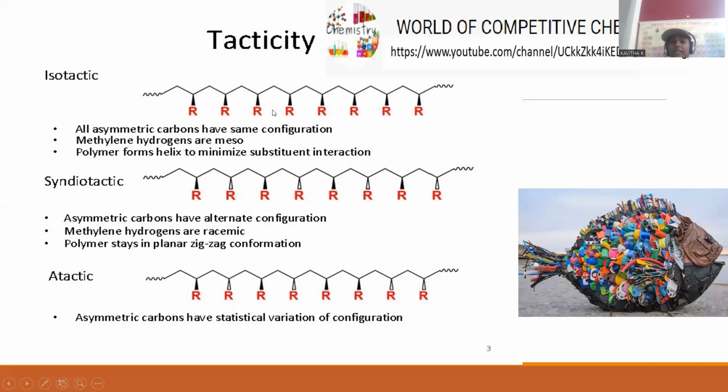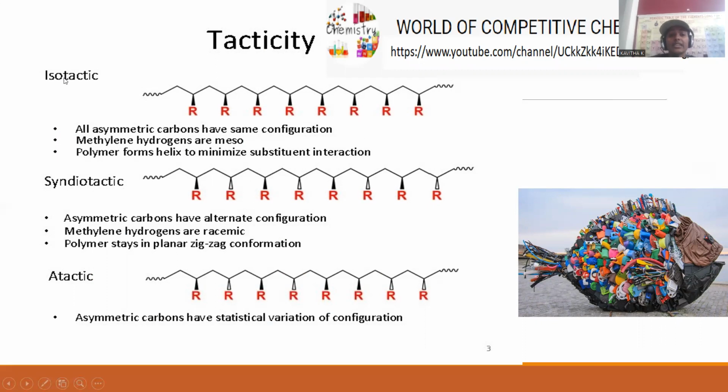Okay, so what does tacticity denote? The arrangement of the side chain branches on the long chain polymer is designated as tacticity. So that arrangement may be of three kinds. One is called isotactic arrangement, second is called syndiotactic arrangement, third is called atactic arrangement.